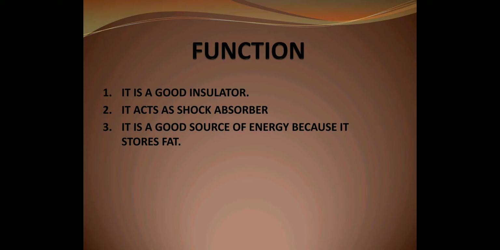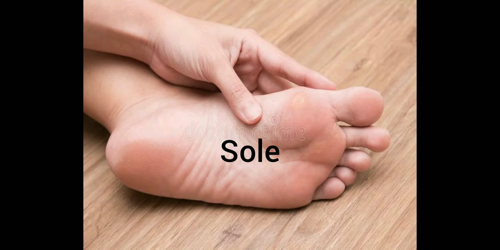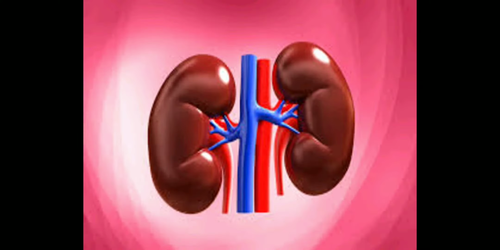Now, functions of adipose tissue. It is a good insulator. It acts as a shock absorber. It is a good source of energy because it stores fat, and this type of tissue, that is adipose tissue, is found in the sole and palm region as well as around organs like the kidney.